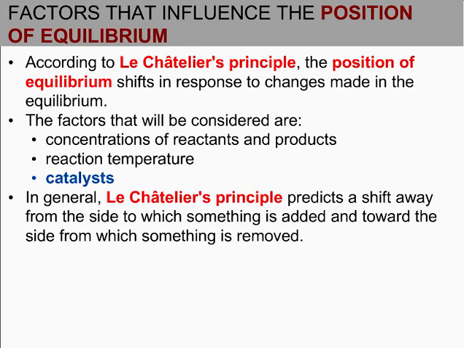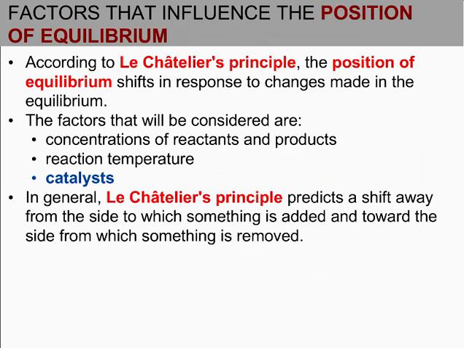Or maybe a reaction favors products, but you want more reactants. You could try to manipulate the reaction to favor reactants over products. So all of this has to do with something called Le Chatelier's principle. It's kind of a hard name to pronounce, Le Chatelier, obviously French. So according to Le Chatelier's principle, the position of equilibrium shifts in response to changes made in the equilibrium.